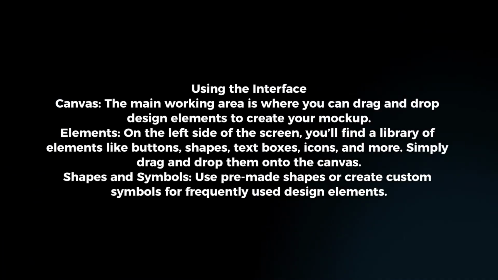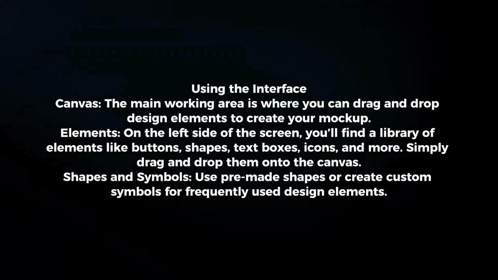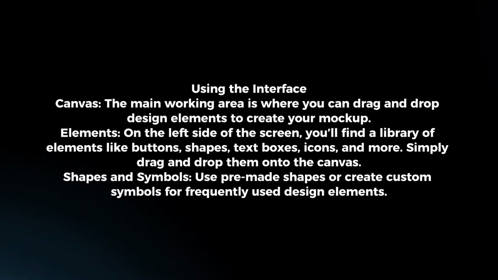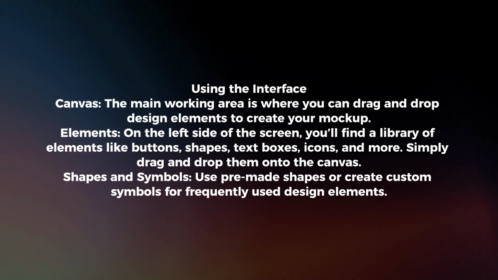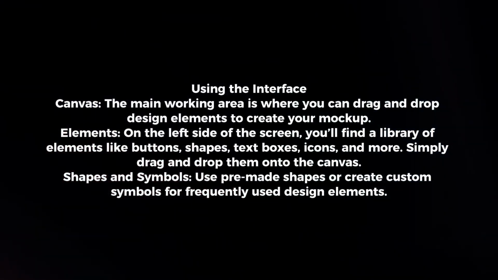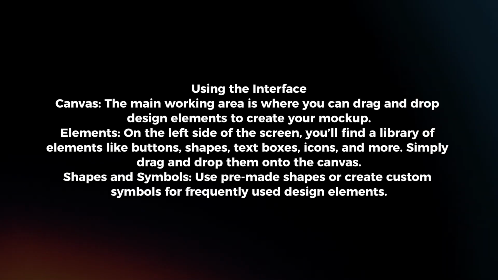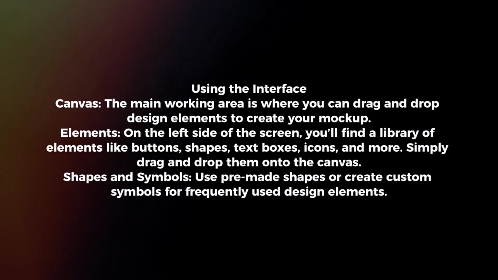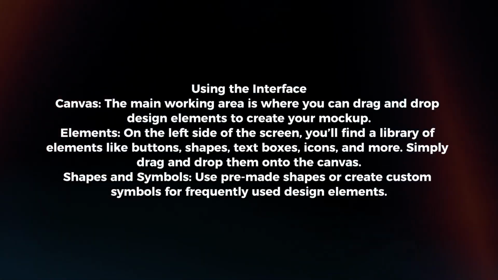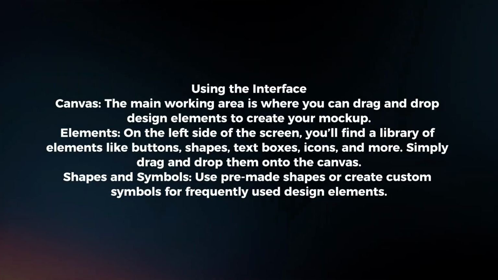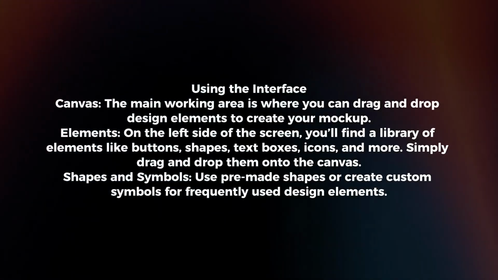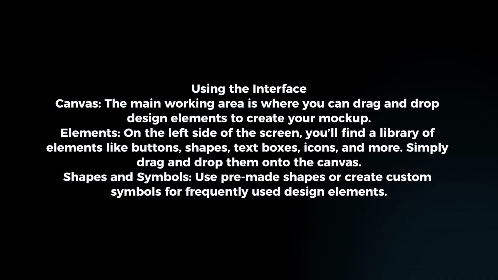Using the interface. Canvas. The main working area is where you can drag and drop design elements to create your mockup. Elements. On the left side of the screen, you will find a library of elements like buttons, shapes, text boxes, icons, and more. Simply drag and drop them onto the canvas. Shapes and symbols. Use pre-made shapes or create custom symbols for frequently used design elements.